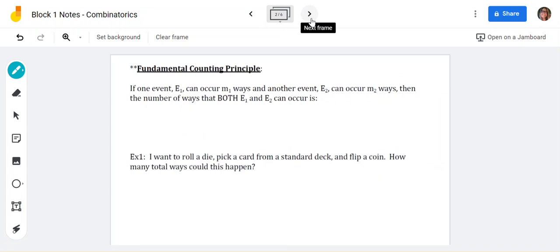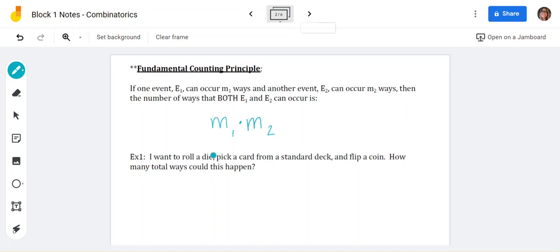So we're going to start with the fundamental counting principle. If one event can occur m1 ways and another event can occur m2 ways, then the number of ways that they both can occur is found by multiplying them together.